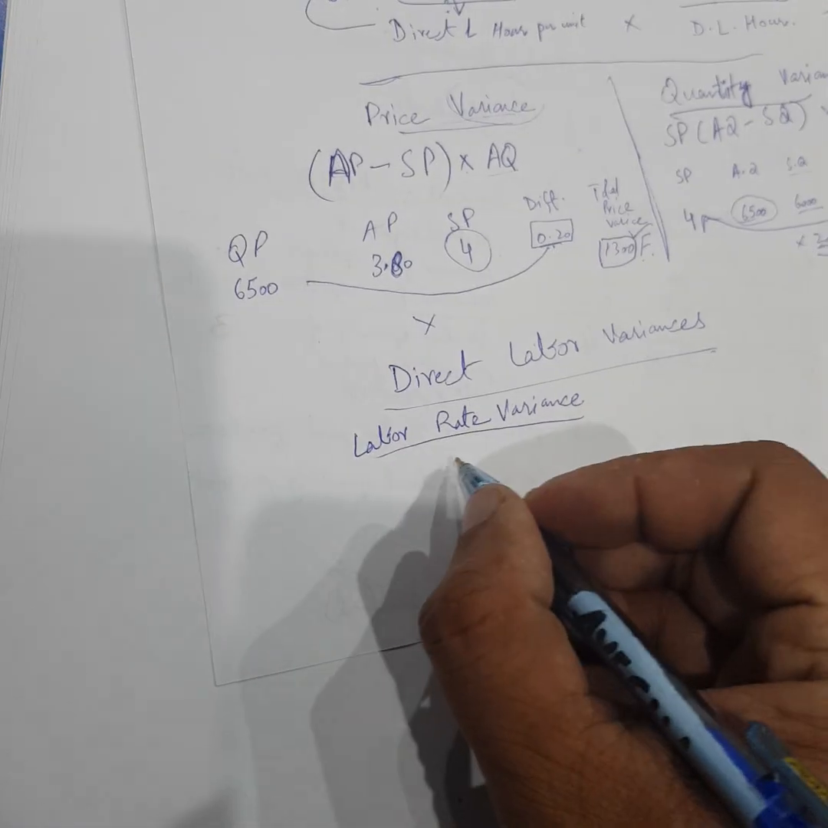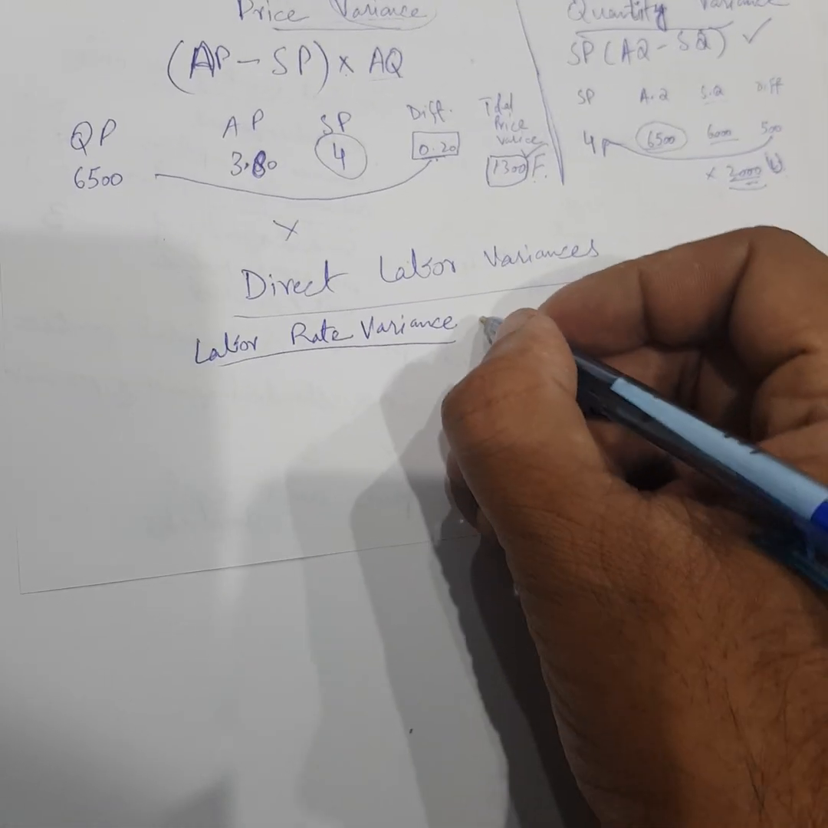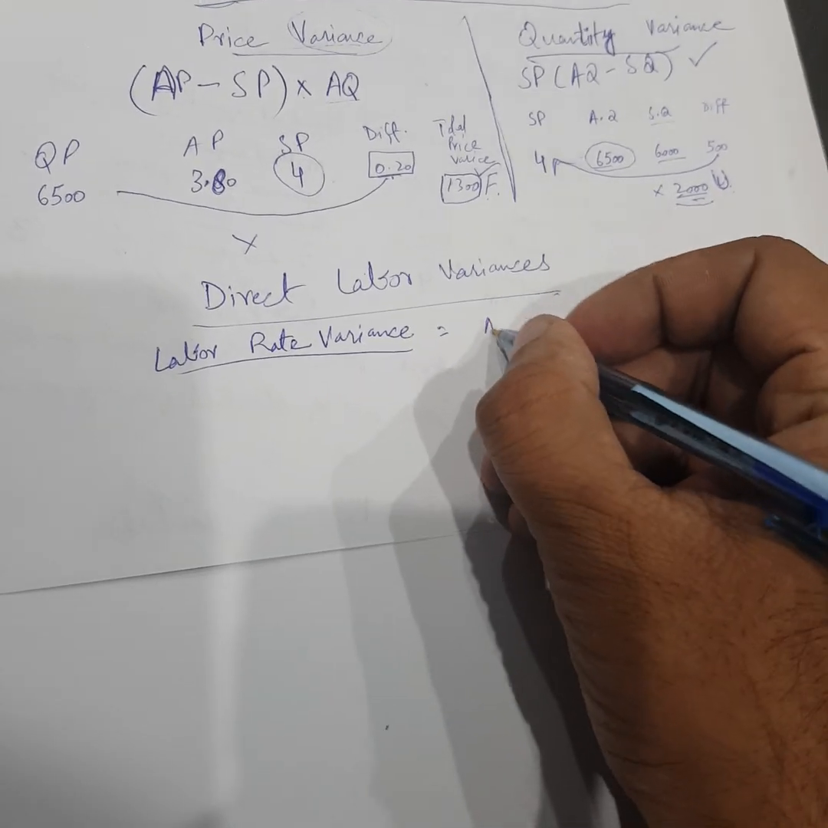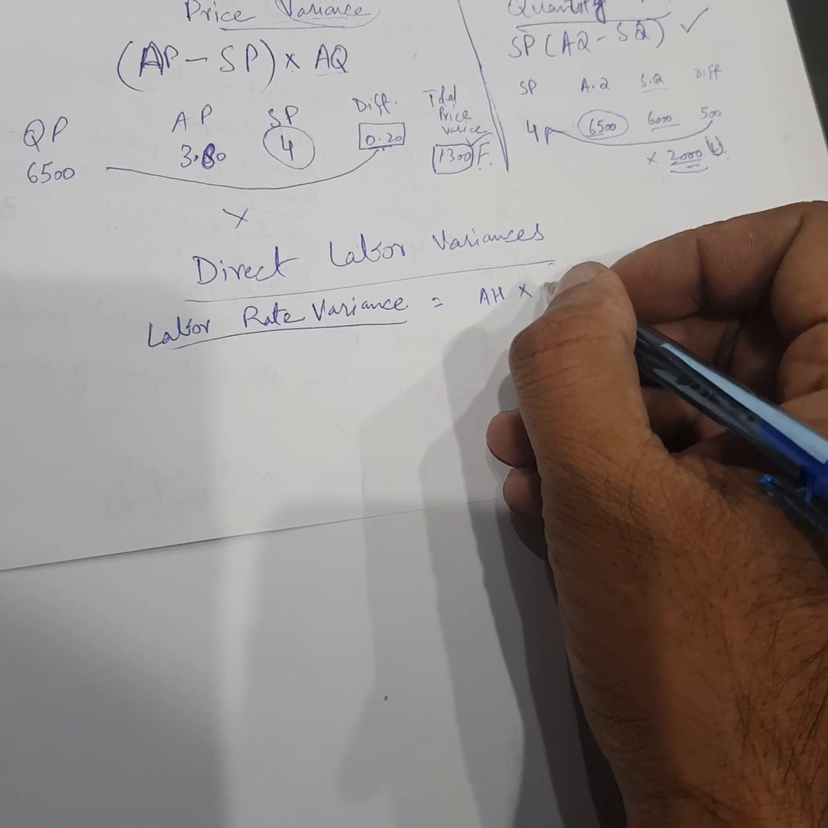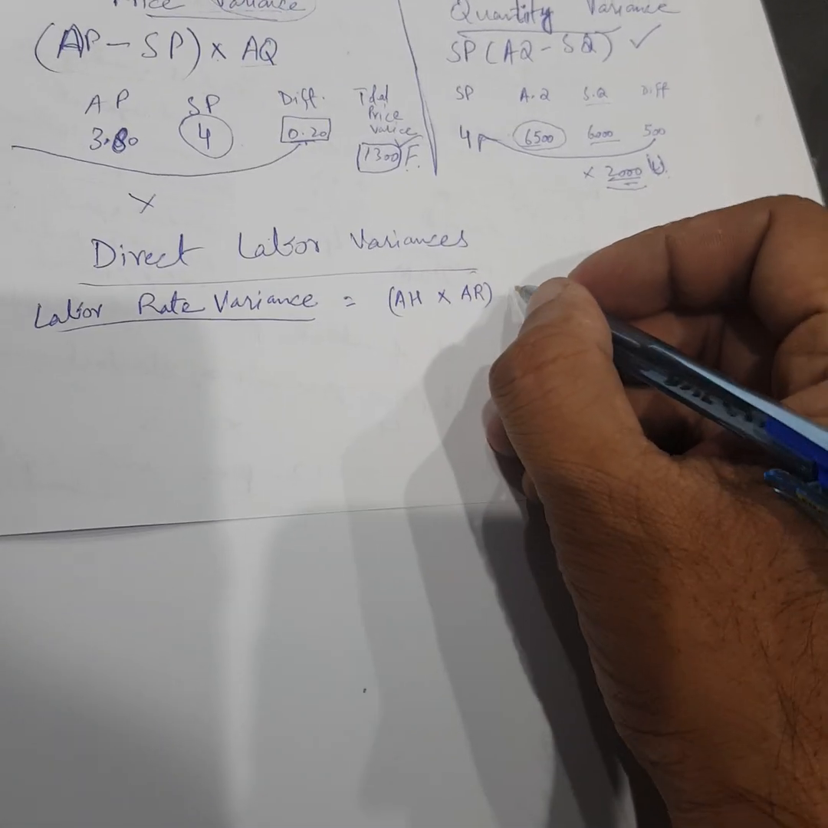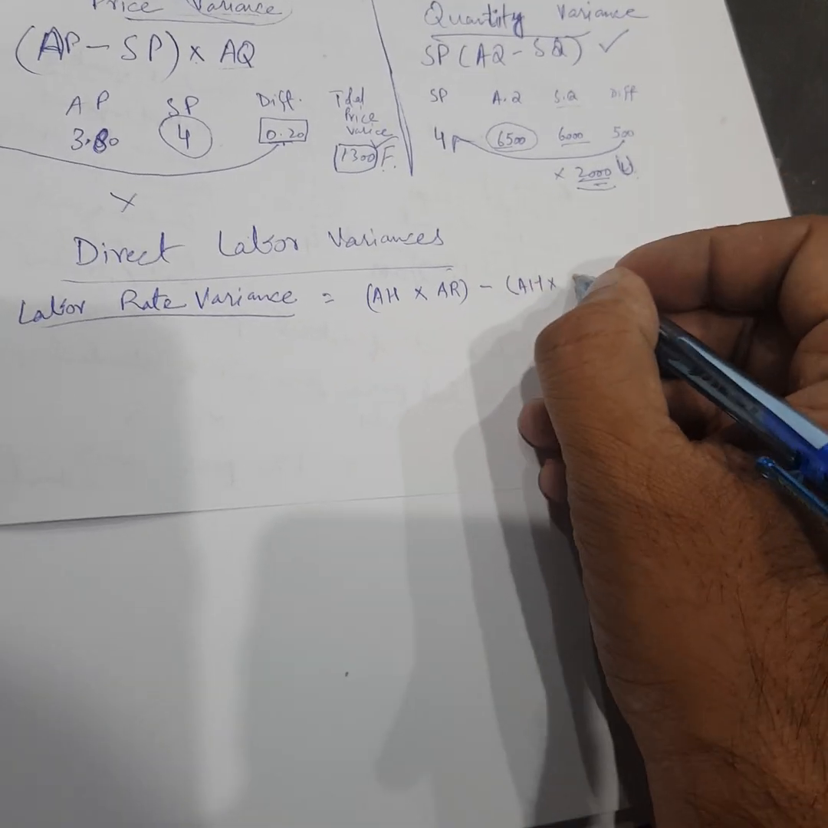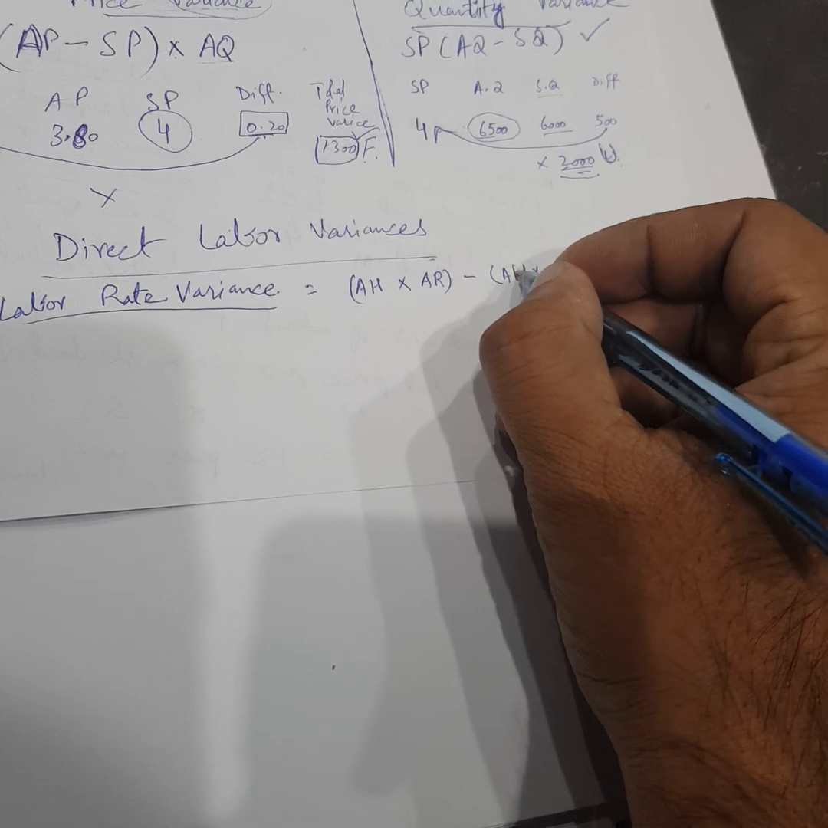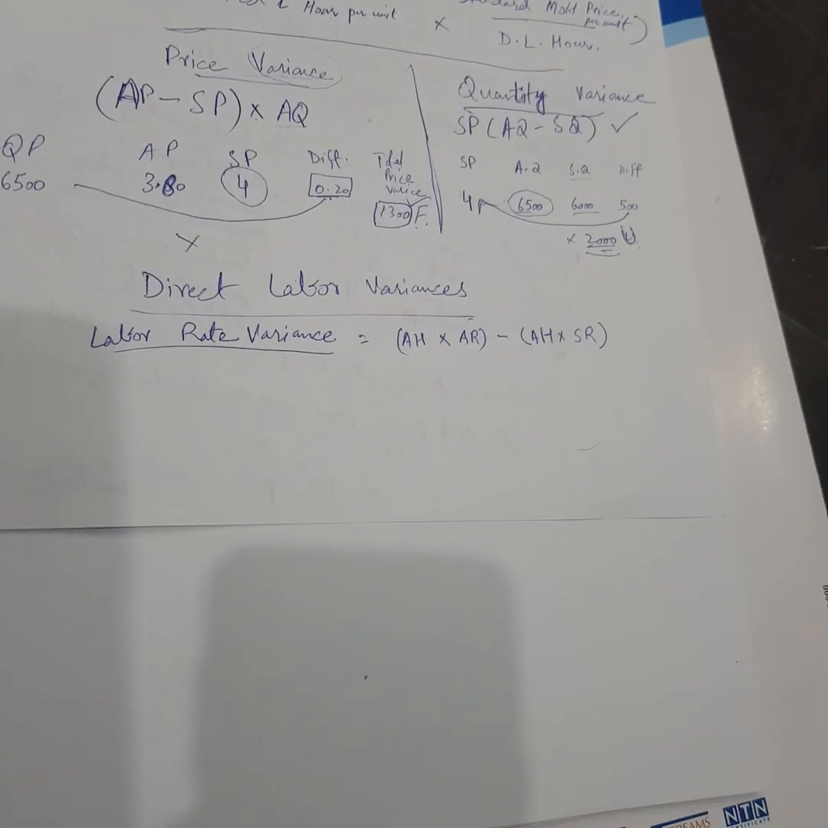The labor rate variance can be calculated by actual hours multiplied by actual rate minus actual hours multiplied by standard rate. It is the formula to calculate the labor rate variance.